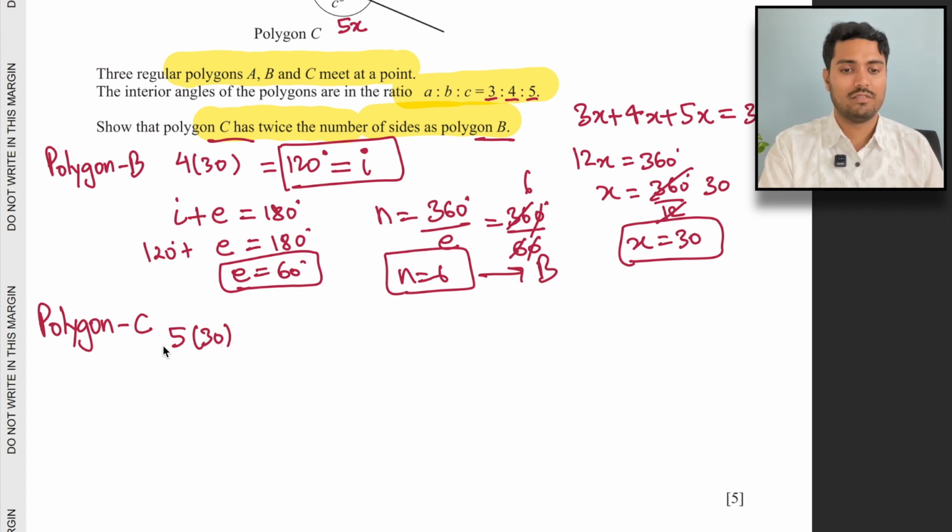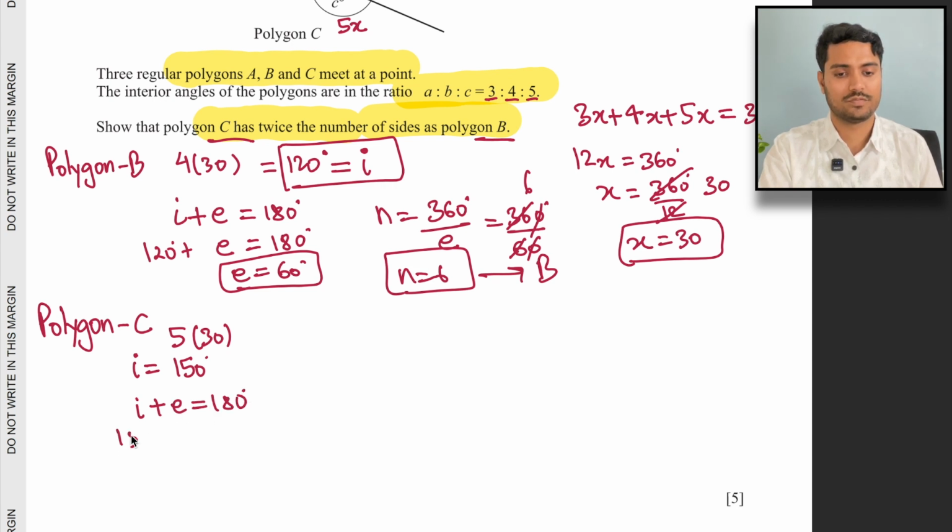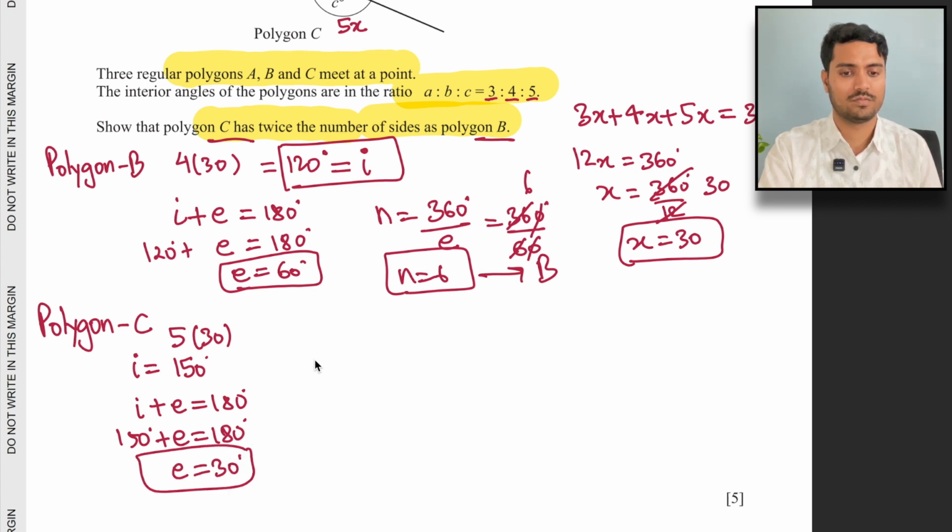For polygon C, it's 5 into 30, that is 150 degrees. So that's the interior angle. Interior plus exterior is 180. So 150 plus E is going to be 180 degrees, E is going to be 30 degrees. N is going to be 360 degrees upon 30. So N will be 12.